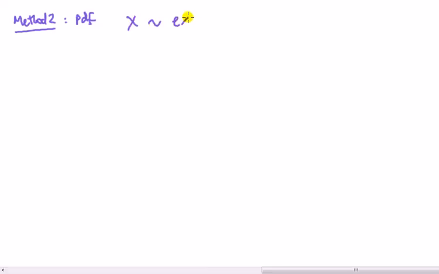So X is exponential with parameter lambda. We have the probability density function f of x, which is continuous, is lambda e to the minus lambda x for x bigger than 0. Bigger than or equal to 0, it doesn't matter because X is continuous. Okay, same thing as before.